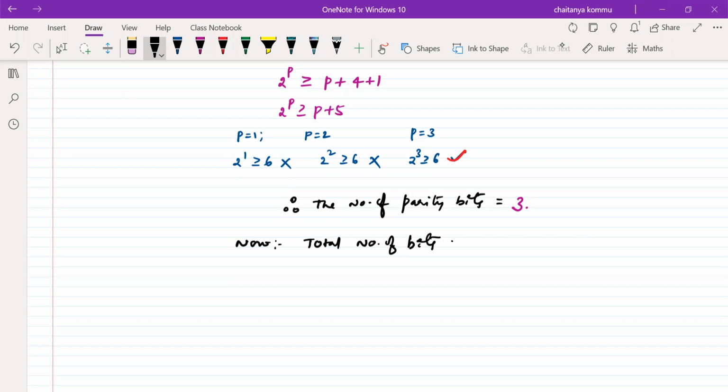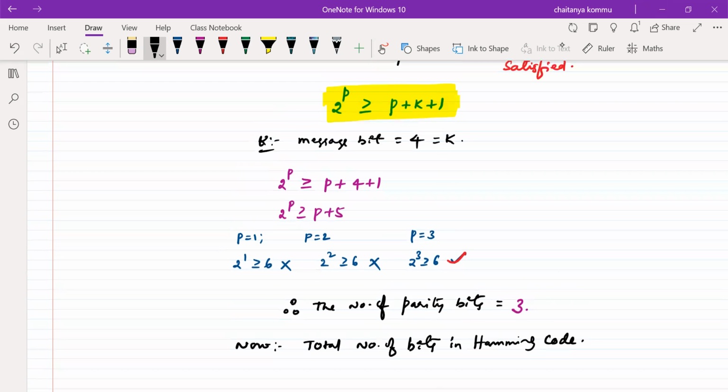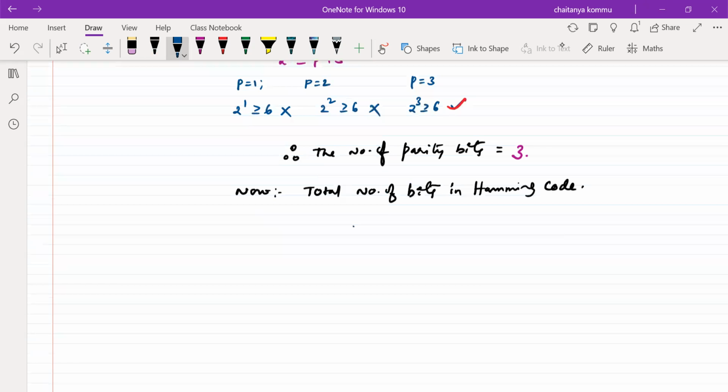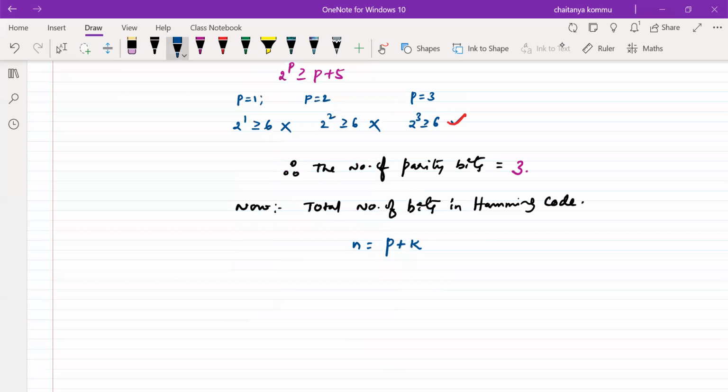How many number of things are there? So these are the 3 bits we have to add, and message bits are 4. Okay, so therefore, n is equal to p plus k. That's the equation that we have tried. This implies that 7 bits are required.